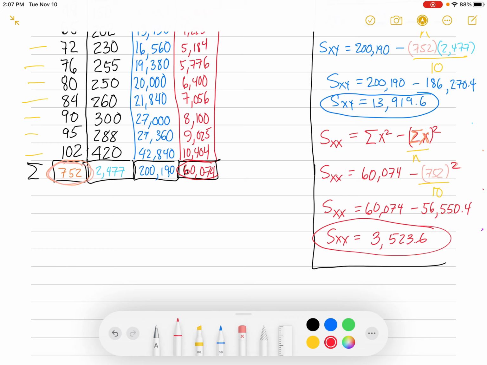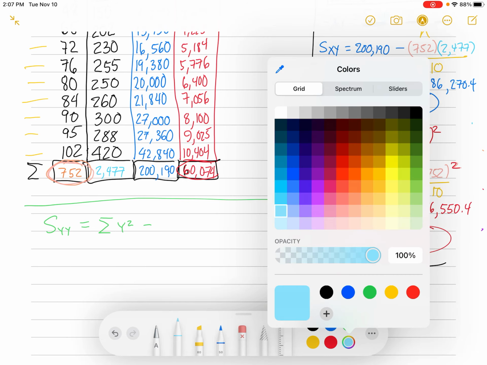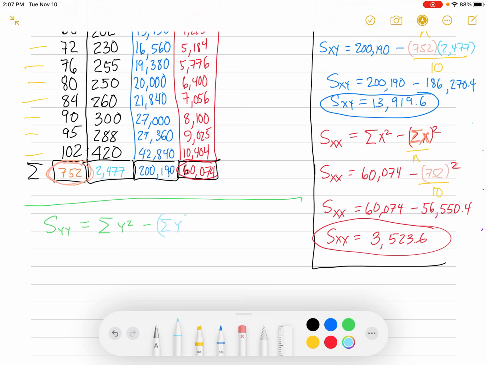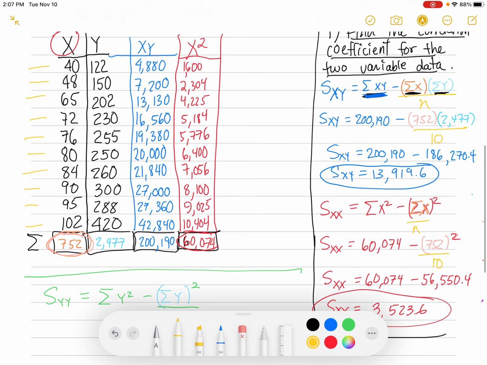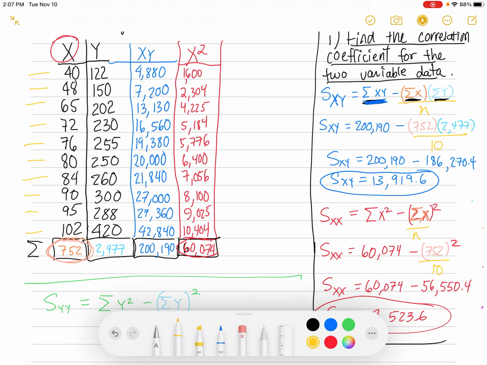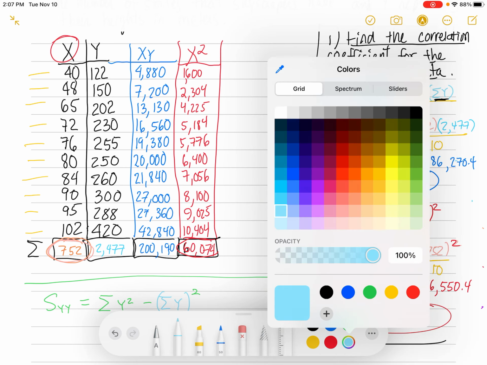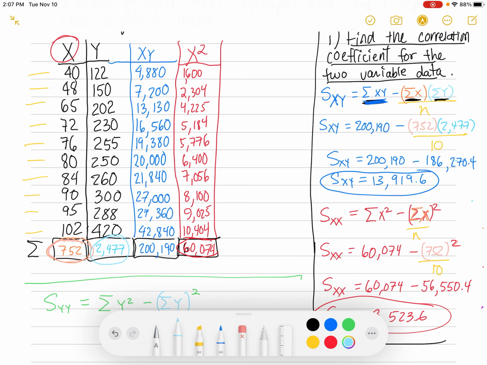Okay, now we're going to have to find SYY. We'll put that in green somewhere. The formula for SYY is going to be the sum of y squared minus the sum of the y's squared divided by n. So I already have the sum of the y's, right? Right there, that's the sum of the y's.